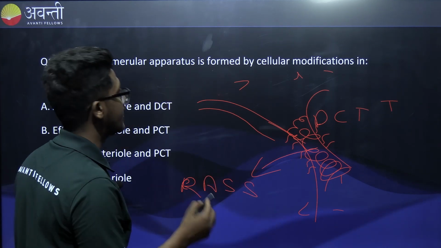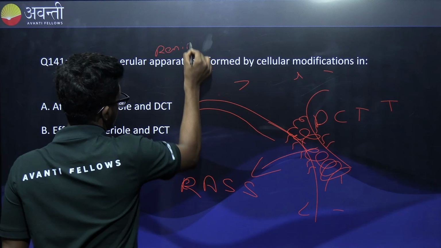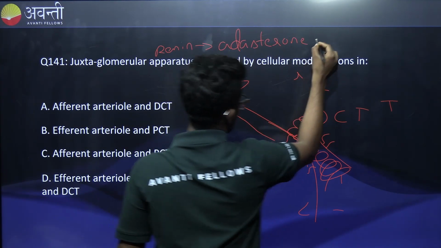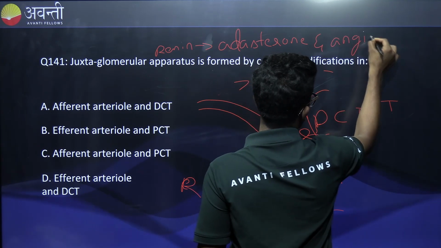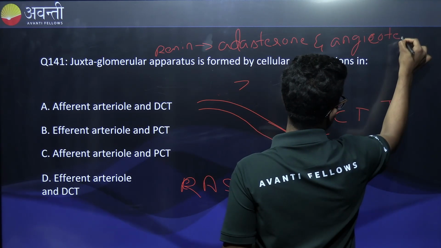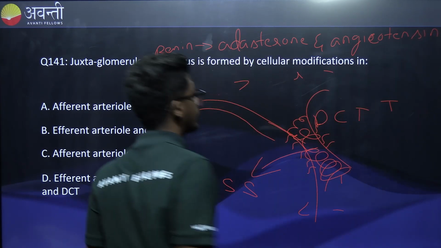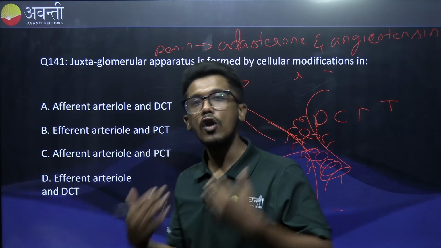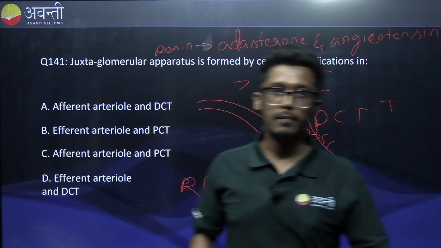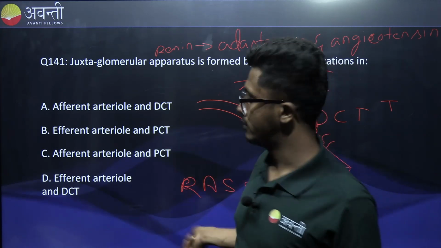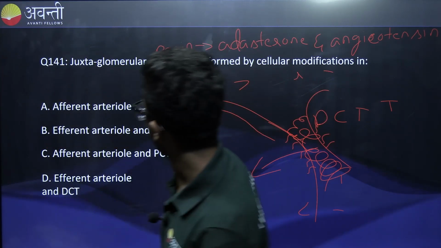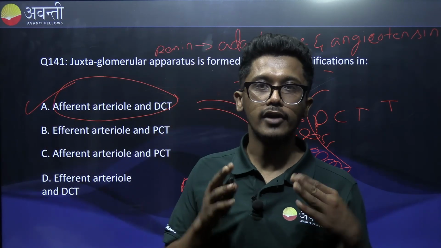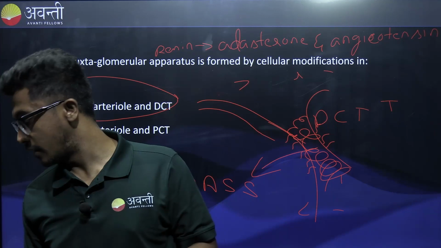RAS is also called renin, aldosterone and angiotensin pathway. We'll discuss this pathway in detail, but in simple terms, the role of JGA is to balance the BP, blood pressure or the blood flow into our nephrons. Simple. That is done between the afferent arteriole and the distal convoluted tubule. So our option is option A. Do not forget this concept. Many times this question has appeared in our past papers.